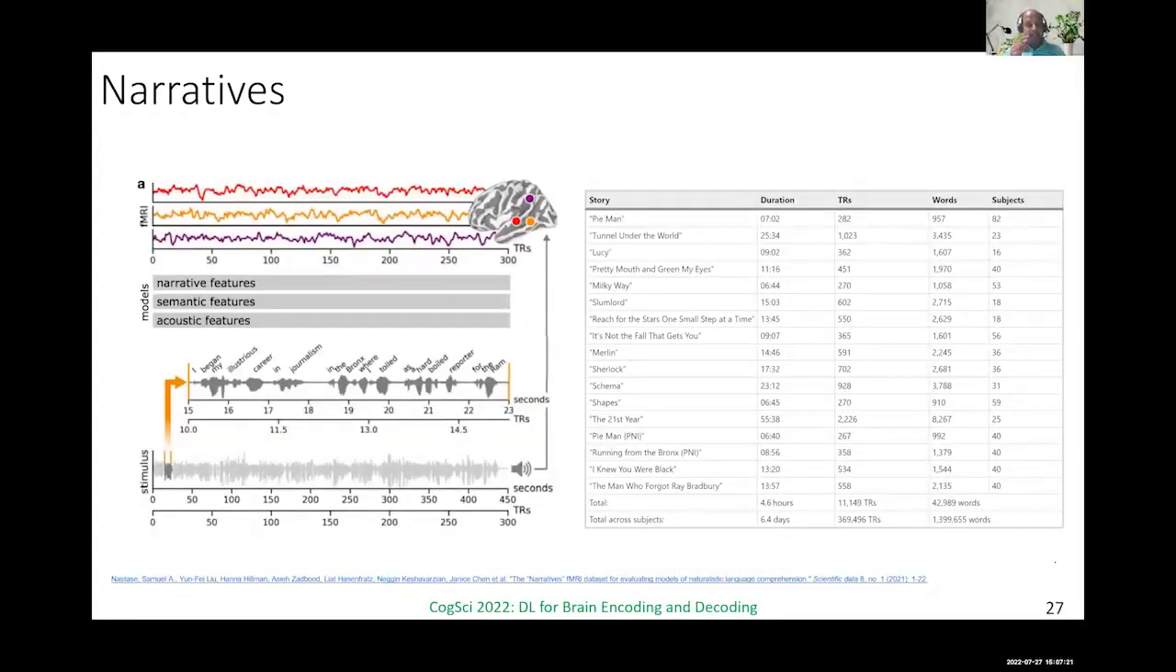Next, the Narratives data set. The Narratives data set contains several audio stories being heard by the subjects. These stories vary in size. In total it's about 4.6 hours of data, and several subjects participated, so the data set is very large. While it contains fMRI connected with this hearing task, there's also good alignment with respect to the words. Words and sound are aligned nicely as part of the data set.